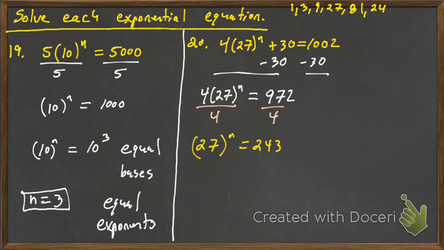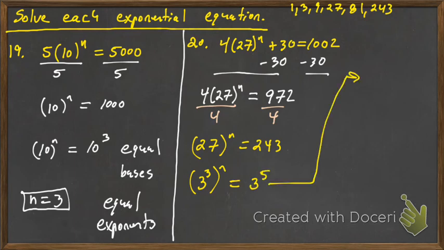So they do have a common base of 3, so we're going to go ahead and rewrite. Okay, so 27 is 3 to the 3rd, and then that's all raised to the nth. And then 243 is 3 to the 5th power. Okay, when I have an exponent raised to an exponent, you're going to multiply these exponents. So that's going to be 3 raised to the 3n is equal to 3 to the 5th. And now we have equal bases.